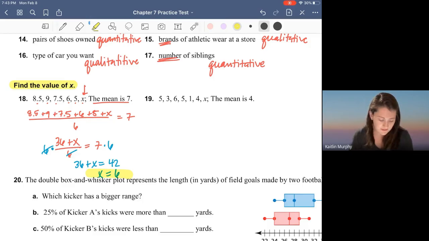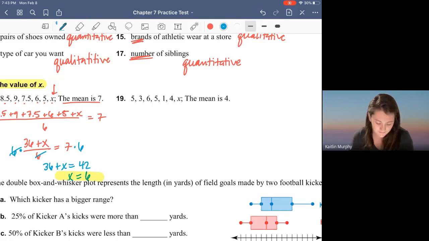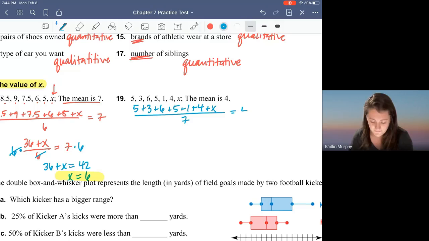Okay, and on the next one, same idea. We need to add all these numbers up. So 5 plus 3 plus 6 plus 5 plus 1 plus 4 plus X, all divided by 1, 2, 3, 4, 5, 6, 7 numbers, and the mean is supposed to be 4. So I'm going to add up all those numbers that I can. Let's see, that's 10, 20, 24. 24 plus X. I hope that's right because I did it in my head. 24 plus X over 7 equals 4.